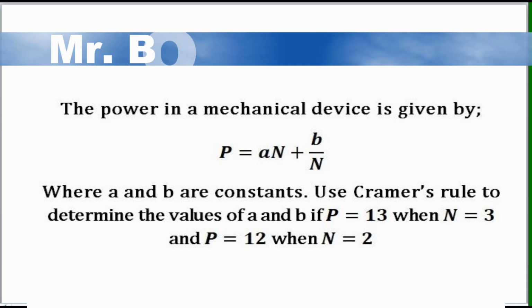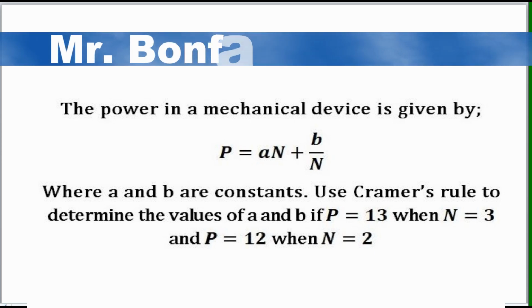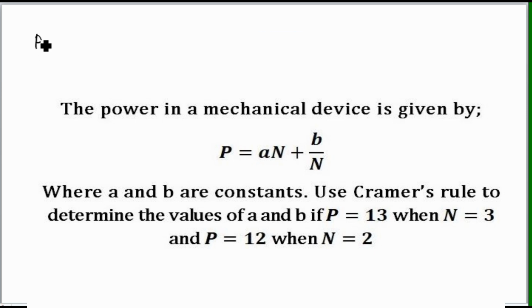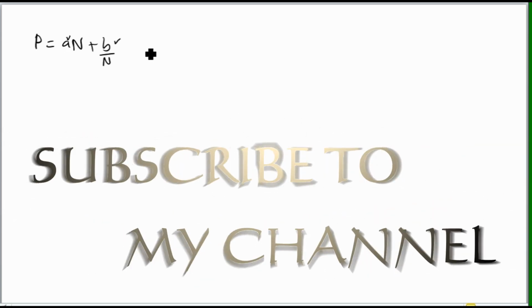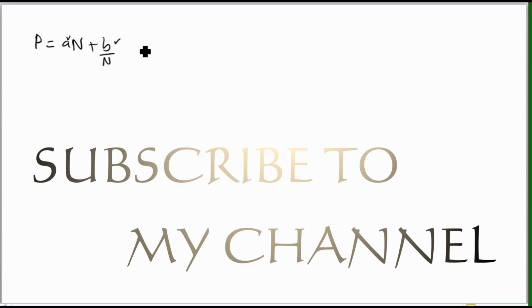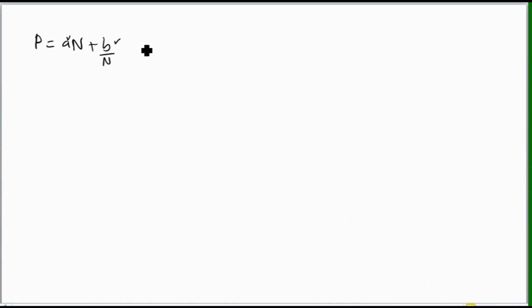All right, looking at the question here, the power in a mechanical device is given by a formula which is P equals AN plus B over N. A and B are constants. And now we are going to use Cramer's rule to determine the values of A and B if P equals 13 when N is 3. Now let's start from there.